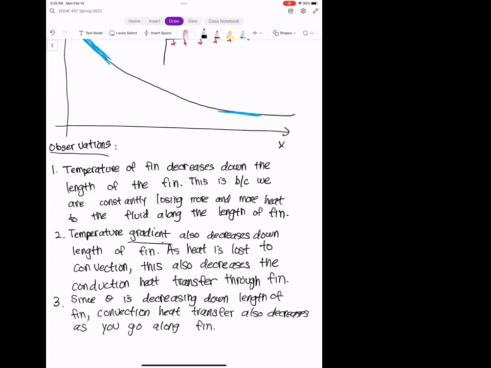Because the convection heat transfer, what does convection heat transfer rely on? Convection heat transfer relies on the temperature difference between your solid object and the fluid, right? And so if that difference decreases down the length of the fin, that means the amount of convection heat transfer is going to be more efficient or higher at the base of the fin.